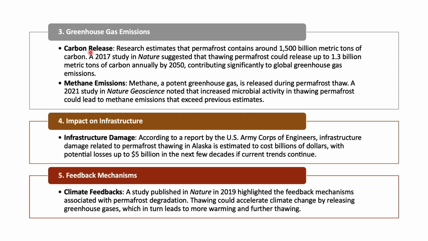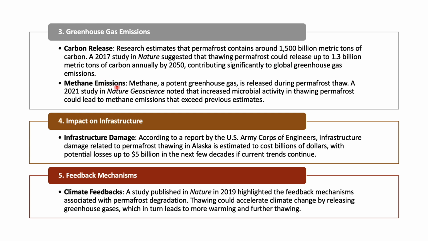Then the next one is greenhouse gas emissions. The research estimates that permafrost contains about 1500 billion metric tons of carbon. A 2000 study in Nature suggested that if the permafrost starts thawing, it will release all the stored carbon, up to 1.3 billion metric tons of carbon annually by 2050. This will lead to lots of global greenhouse gas emissions, an increase in global greenhouse gases.